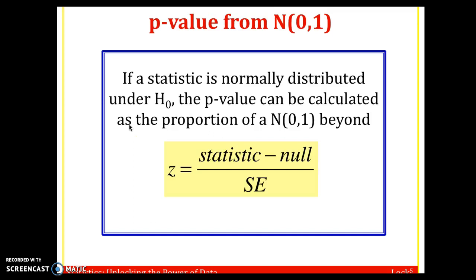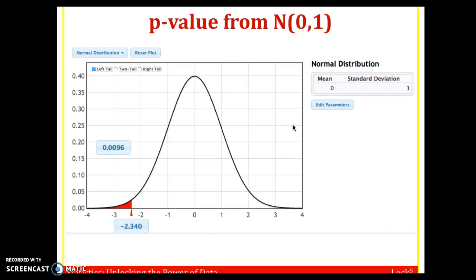If a statistic is normally distributed under the null hypothesis, the p-value can be calculated as a proportion of the normal distribution beyond. So the idea is how far is z from 0? And here we show that we have 0 when we standardize. 0 is always going to be the center. The z-score is going to go on the x-axis, and then the p-value is going to be the area underneath the curve.